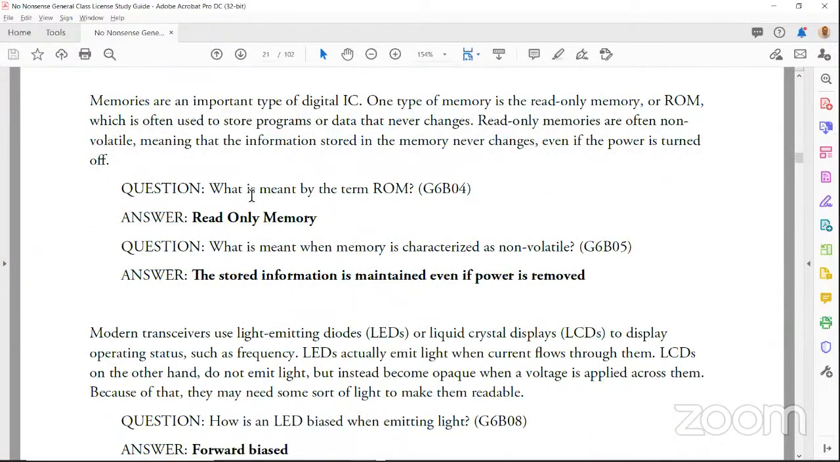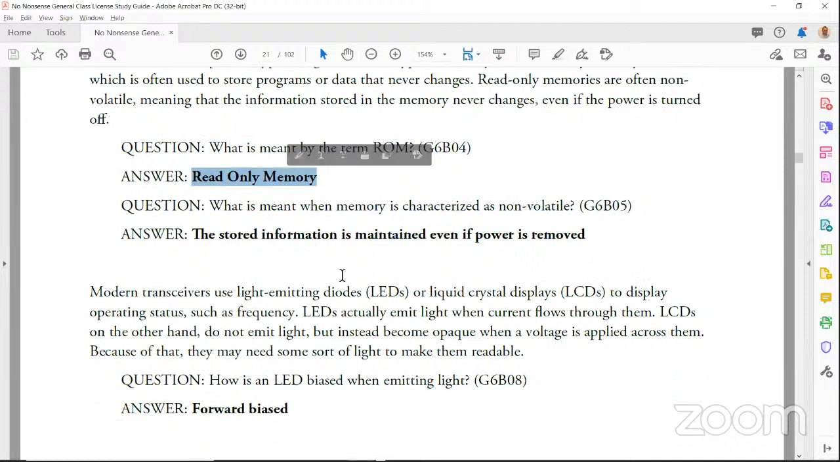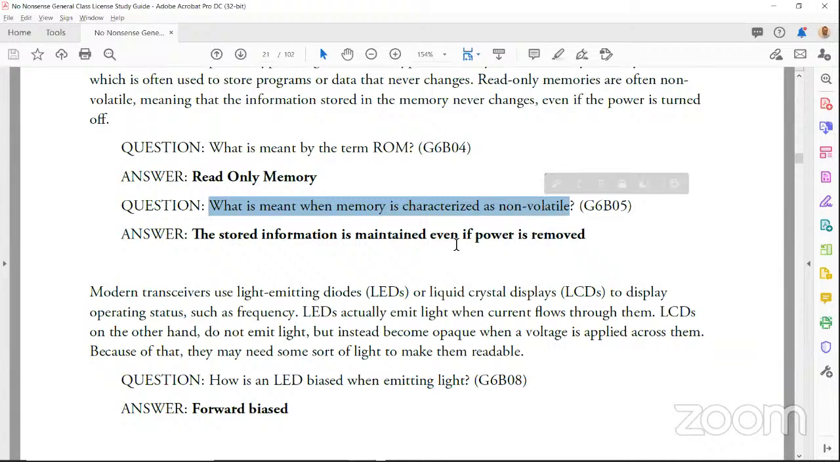Okay, next question. What is meant by the term ROM, read-only memory? We learned that last class. We can probably recall that from our IT, information technology, classes in school.